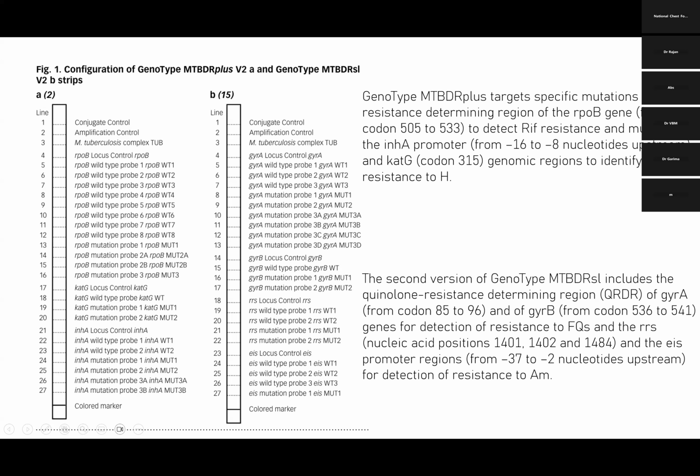The second version of the genotype includes the quinolone resistance determining region using gyrA and gyrB for fluoroquinolone, and rrs and the eis promoter region for resistance to amikacin.